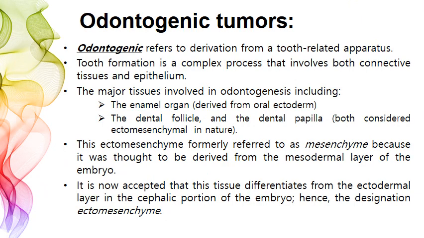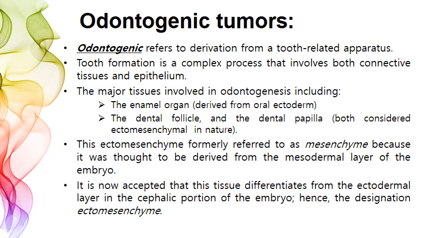The term odontogenic refers to anything that is derivative from a tooth-related apparatus, like odontogenic cysts, odontogenic infection, or the subject of today, odontogenic tumors. Tooth formation is a complex process involving both connective tissue and epithelium. Why is this important? Because these tissues are considered the origin of the odontogenic tumors.